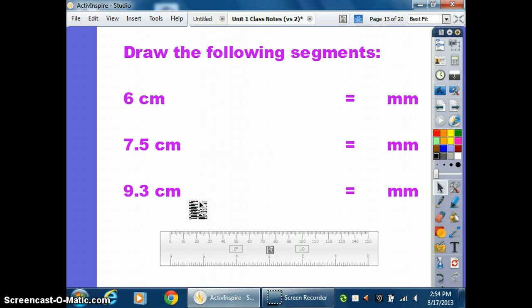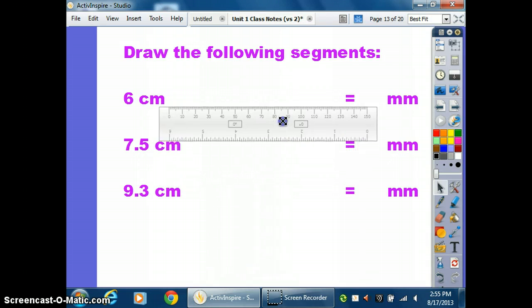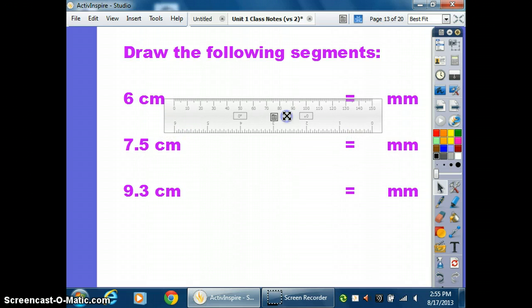The first one is 6 centimeters. Now my ruler is a little different than yours. Mine is written in millimeters, but you have 0, 1, 2, 3, 4, 5 in centimeters. Mine says 10 where yours says 1. That's centimeters. 10 means there's 10 small tick marks. That is 10 millimeters. So I want to draw a line that's 6 centimeters.